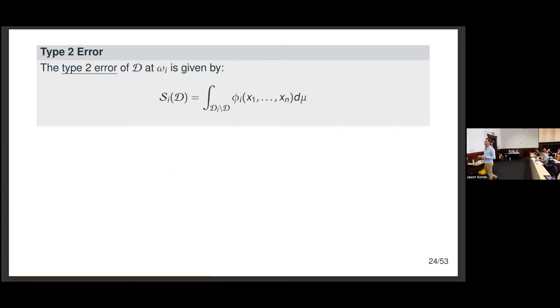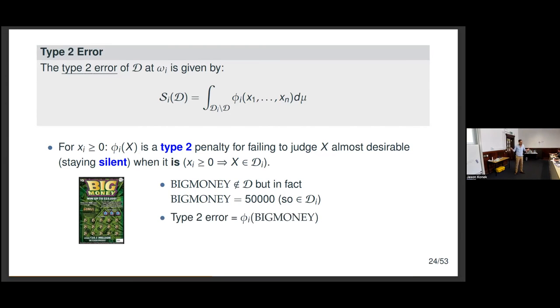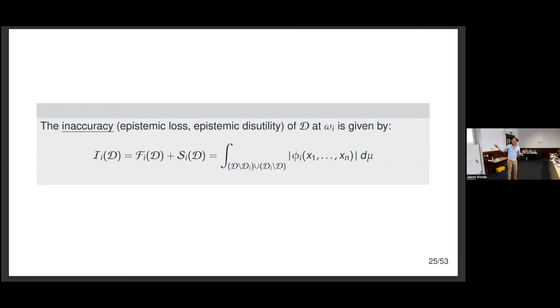That's the reason. Okay, type two error is similar, except here I'm looking at the gambles that God said are desirable that I was silent about. And this is a penalty that I get for that misclassification. I'm averaging this. So if I don't judge big money desirable, as I surely wouldn't in real life, and it turns out that was a winning ticket, well, then that's in God's set of almost desirable gambles. So I made a kind of mistake, and this phi is going to tell me how bad that classification error is. And we're just averaging those. And then we're summing the type one and type two errors, and that's our IP score.